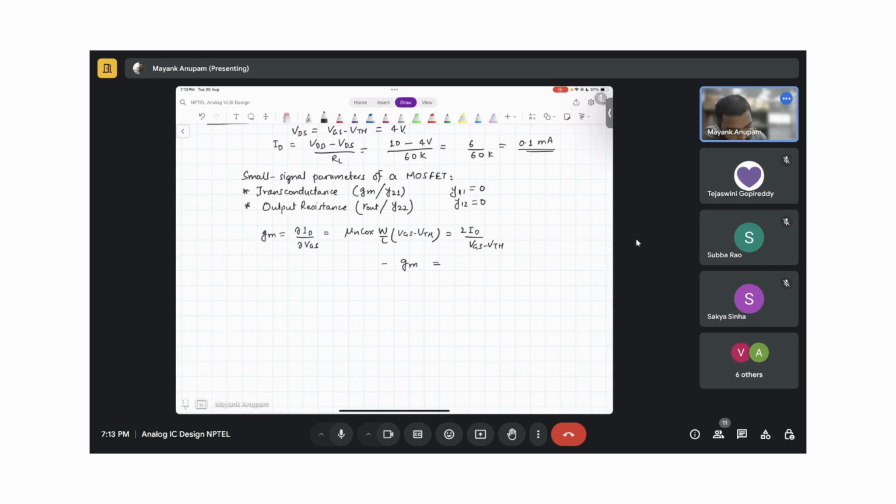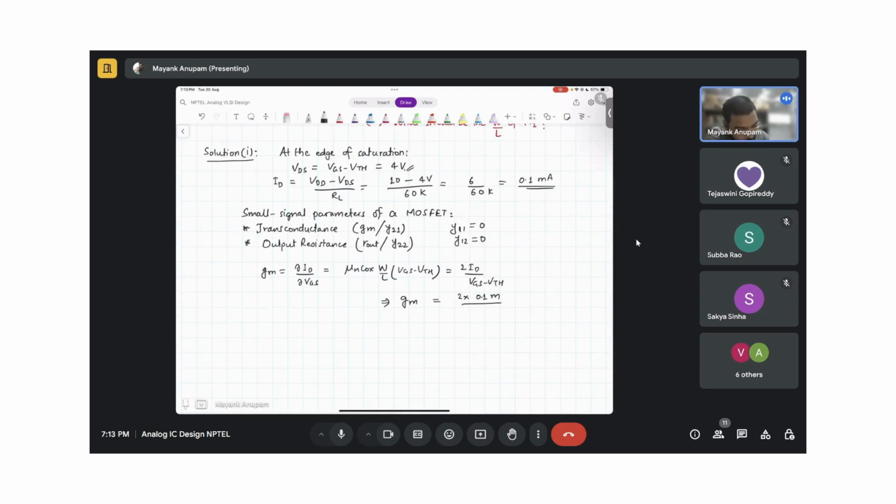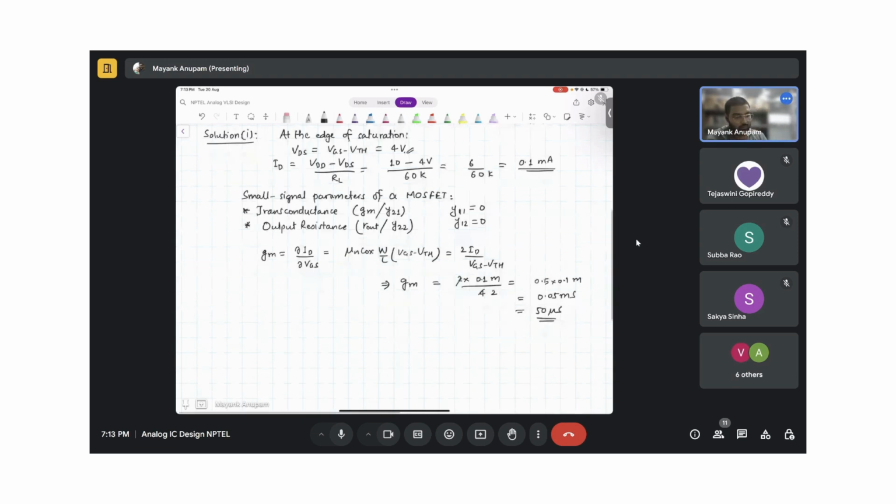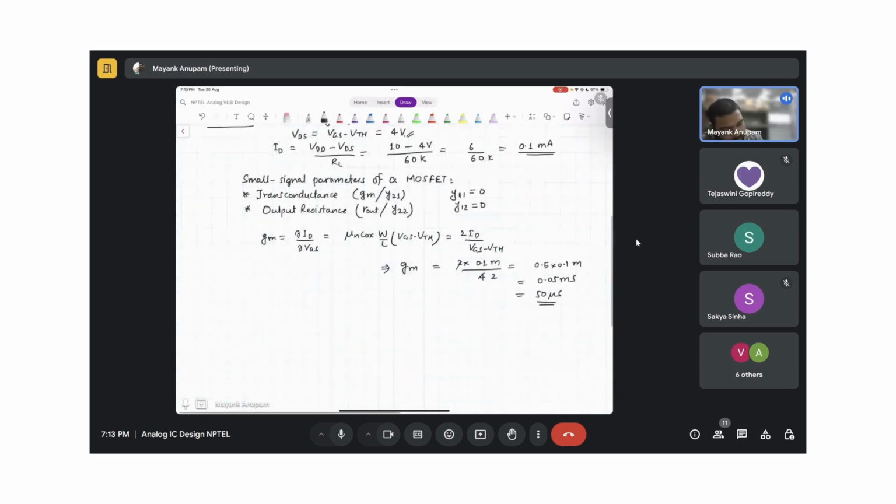So GM is equal to 2 into ID, 0.1 milliampere, upon VGS minus VTH. VGS minus VTH is equal to 4 volts. So how much is this? 0.5 into 0.1 milli, which is 0.05 millisiemens or 50 microsiemens. Correct? So this is the GM value.